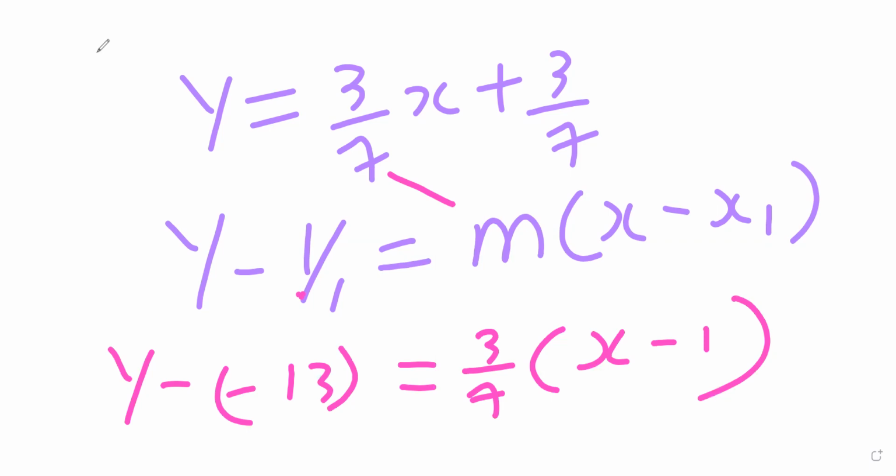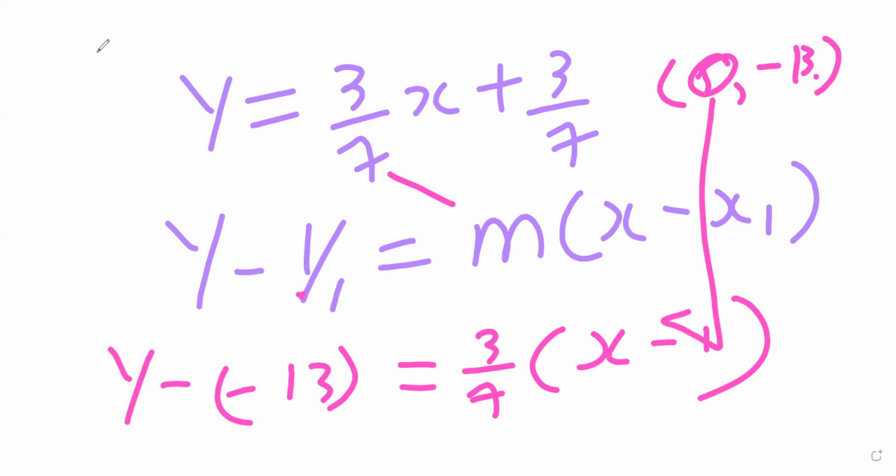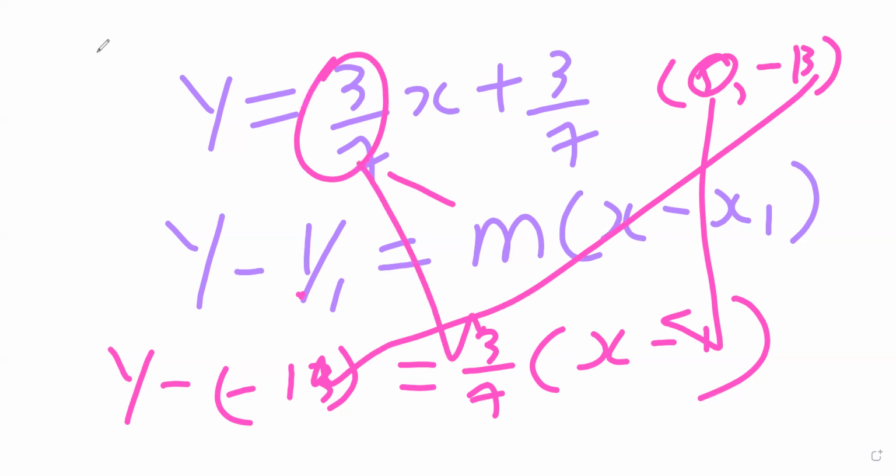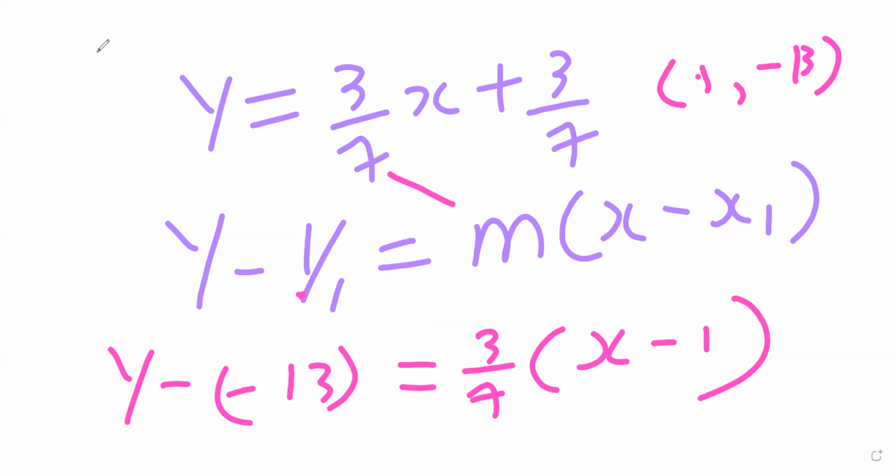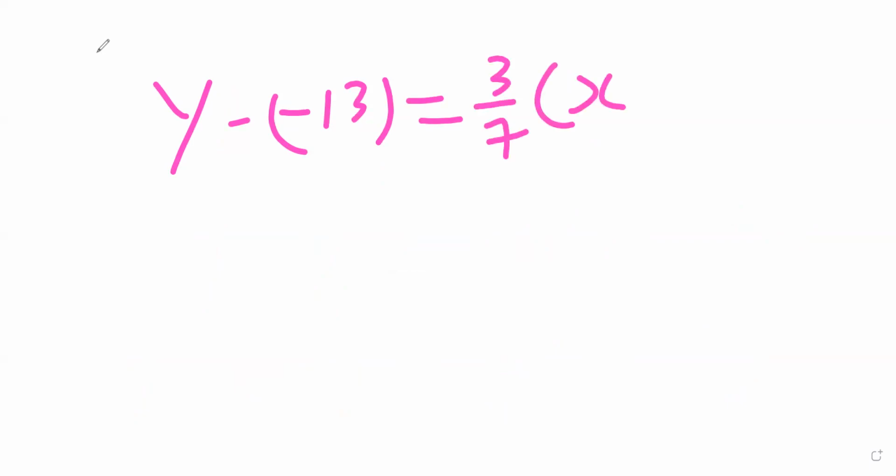y minus 13 is equal to 3 over 7 bracket x minus 1. That's what we have. Remember the point was positive 1, negative 13. This one goes right there, that 13 is right here, and our gradient from the line goes right there. Somewhat a little bit messy, but we have the idea right now. So let's go ahead and finish it. So we have y minus 13 is equal to 3 over 7 bracket x minus 1.